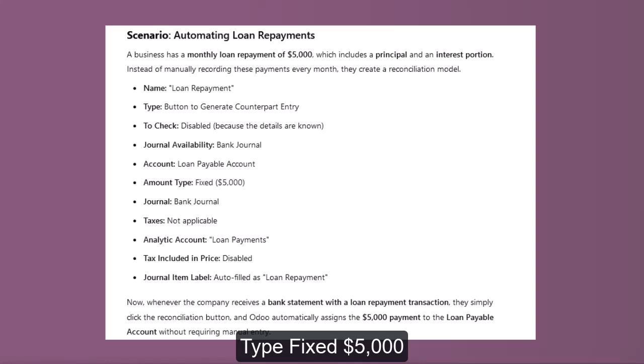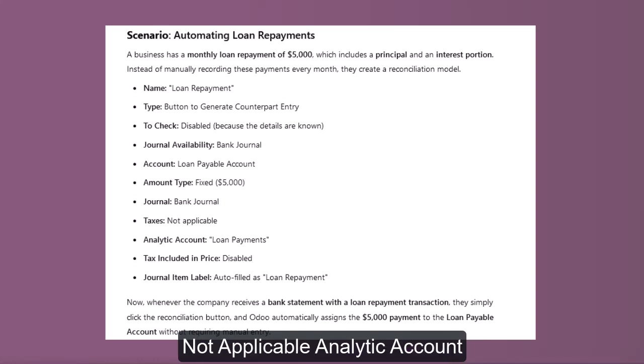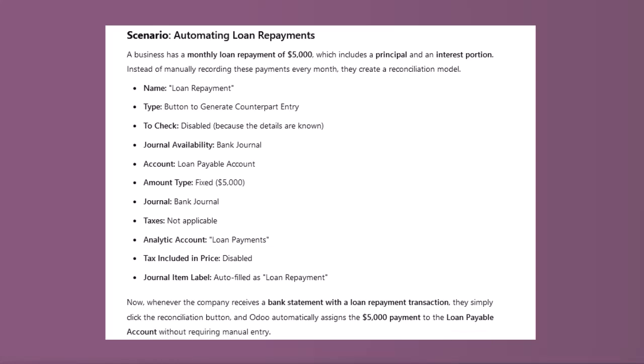Amount type: fixed $5,000. Journal: bank journal. Taxes: not applicable. Analytic account: loan payments. Tax included in price: disabled. Journal item label: auto-filled as loan repayment.